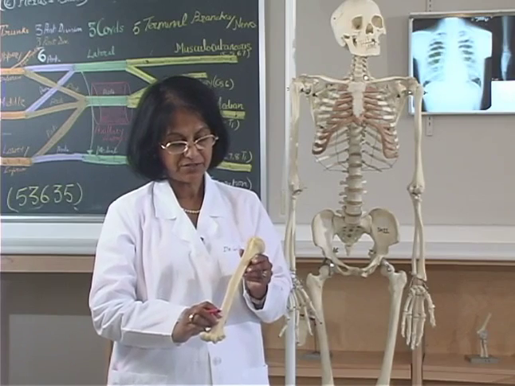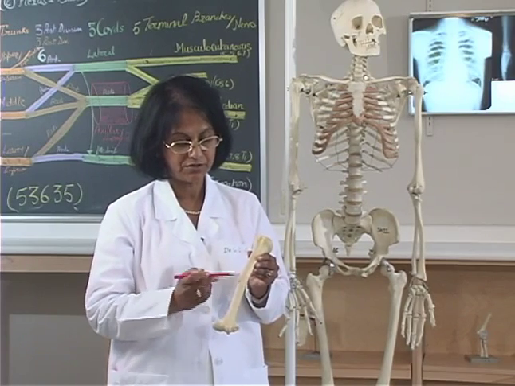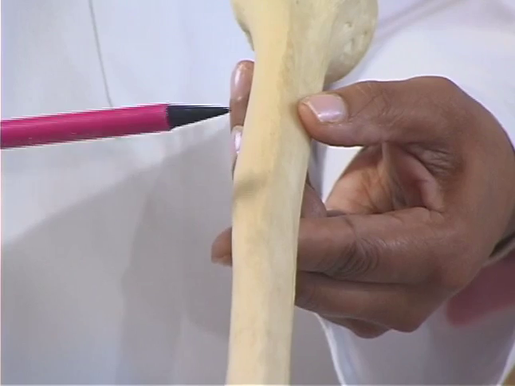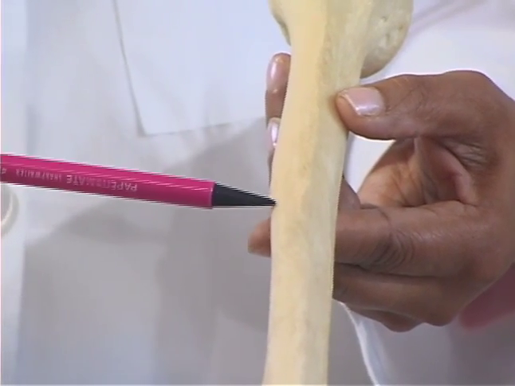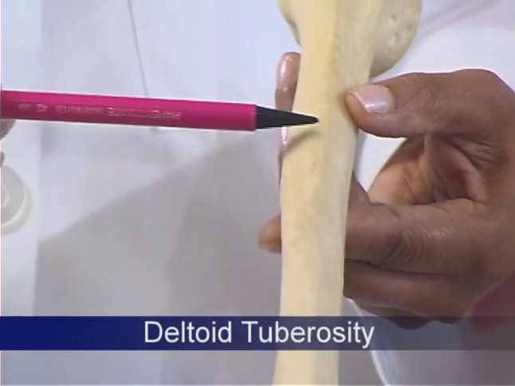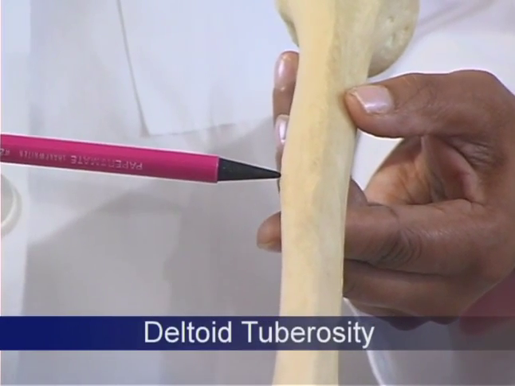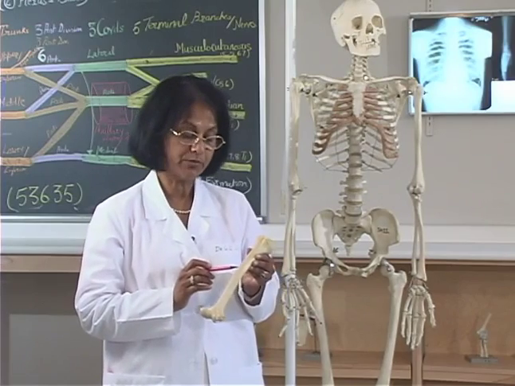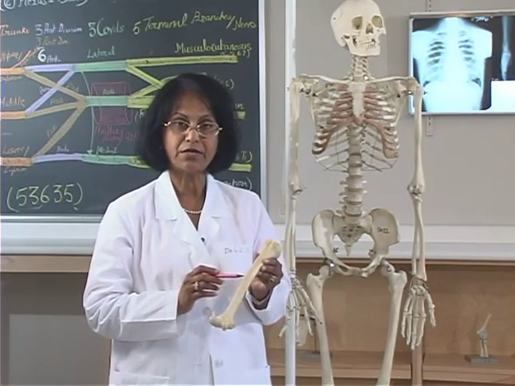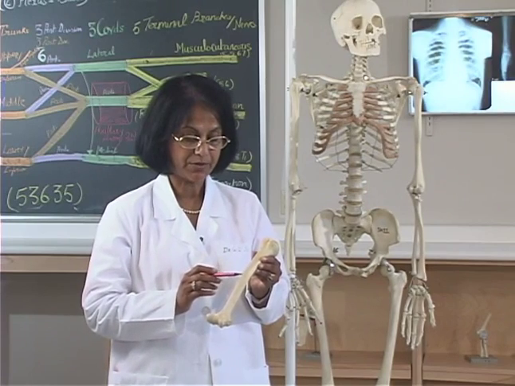Looking at the shaft, there are two important features. On the lateral surface, there is a V-shaped projection or tuberosity which is called the deltoid tuberosity. The deltoid tuberosity gives attachment to the deltoid muscle, which is a strong abductor of the upper arm.